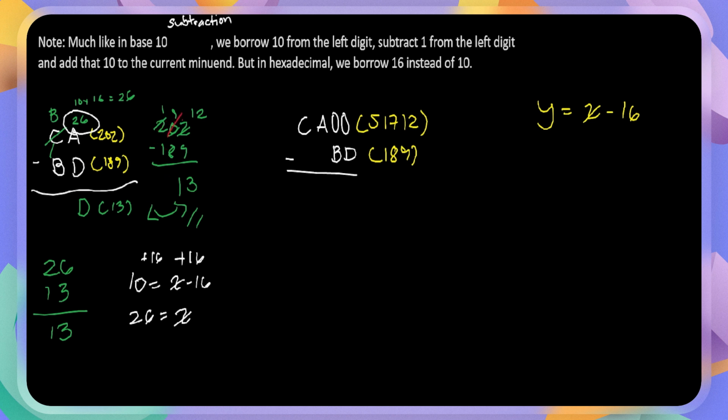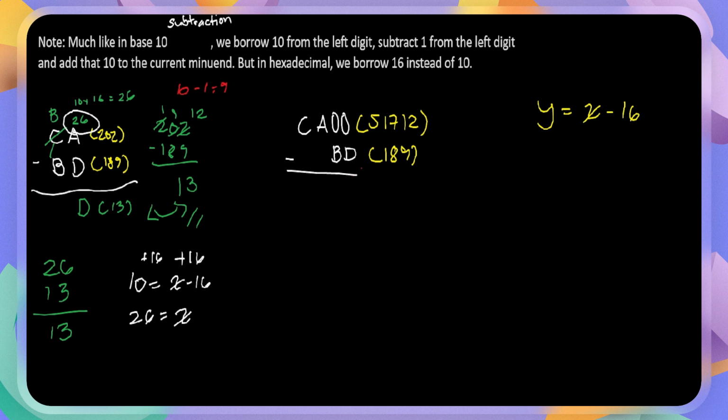And instead of 9, right, because if we borrow a 1 from a 10, that's just going to become 9. If we borrow a 1 from a 16, that's going to become 15, or F, right? So I'll show you that.